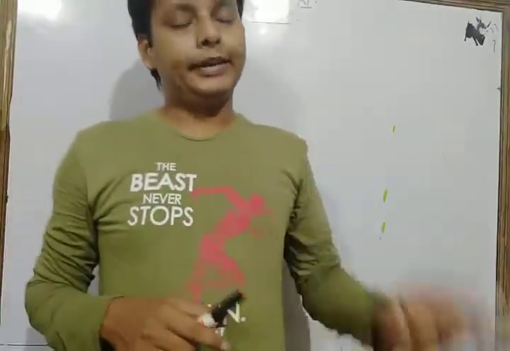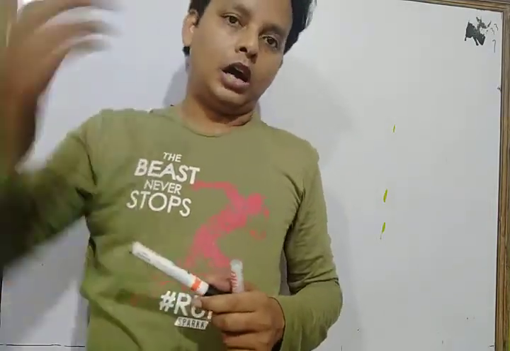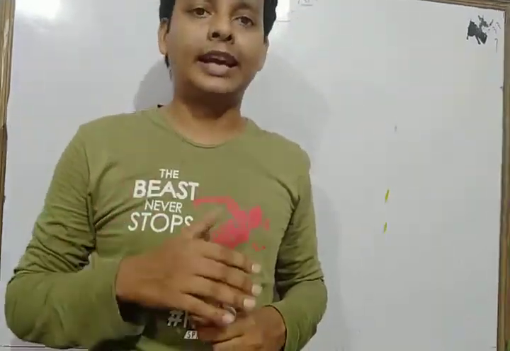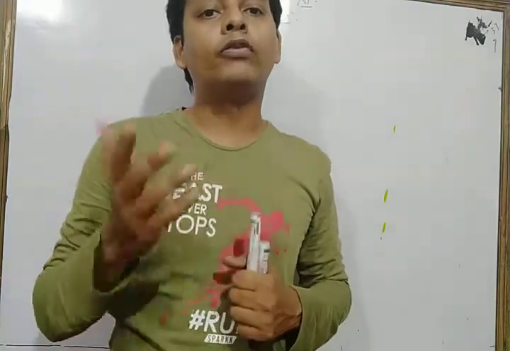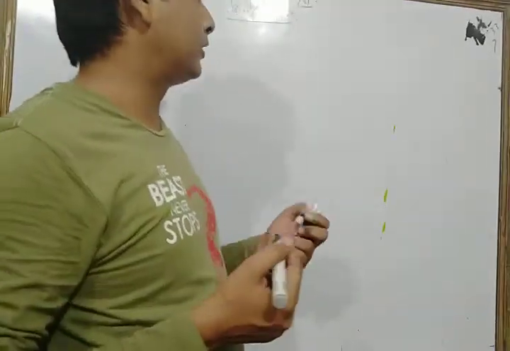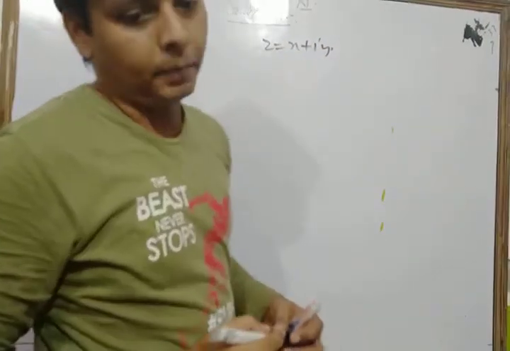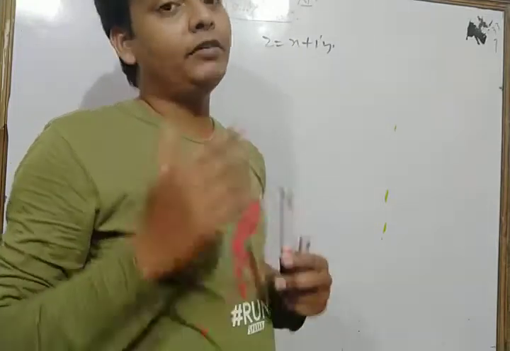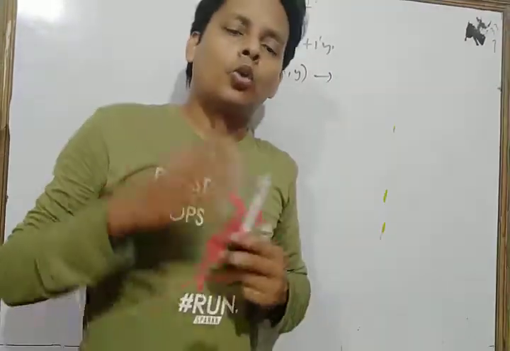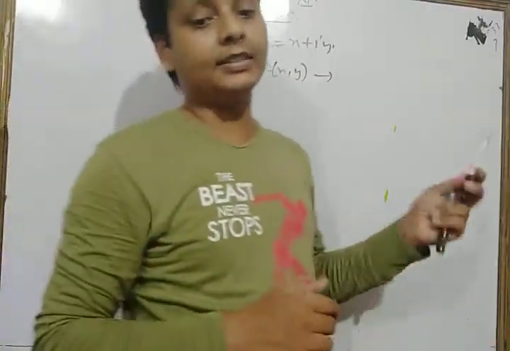Dear students, in previous class we discussed the argument or amplitude of a complex number when the complex number lies in the first, second, third and fourth quadrant of its Argand plane. Let's first revise that topic. Suppose z is equal to x plus iy be a complex number, and we determine the quadrant in which the point P(x, y) lies in its Argand plane, then the argument of that complex number will be what? Let's see once more.